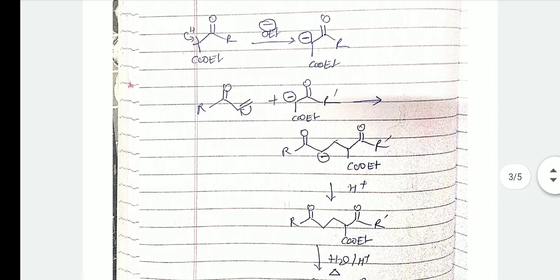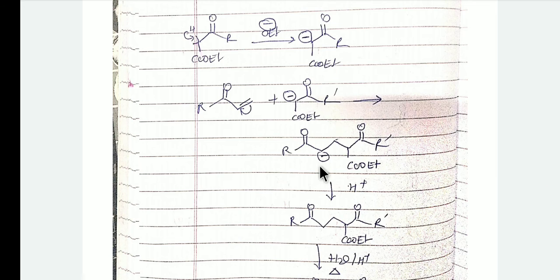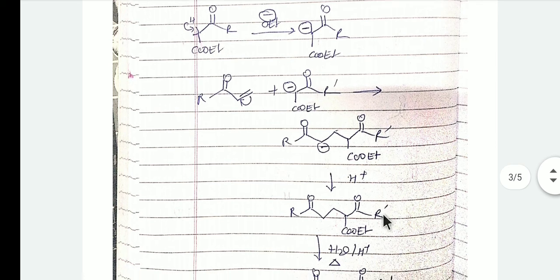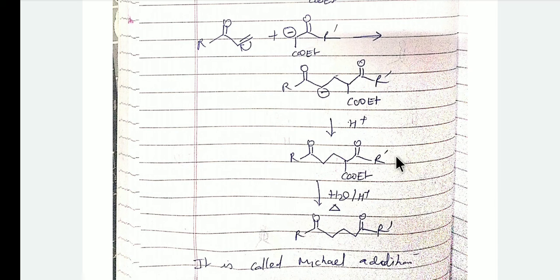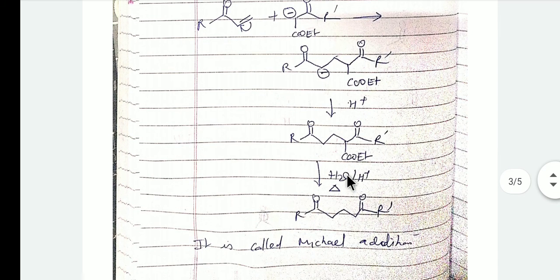So we get this type of molecule, which on protonation, the proton is added to this negatively charged carbon atom here, and we easily get another compound, which on hydrolysis in the presence of acid gives our target molecule.